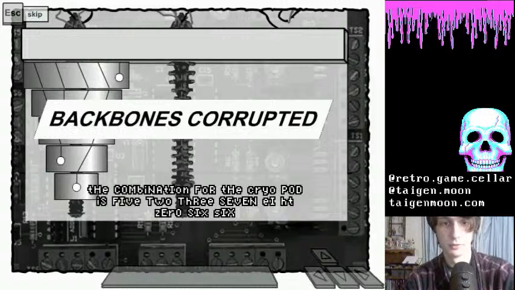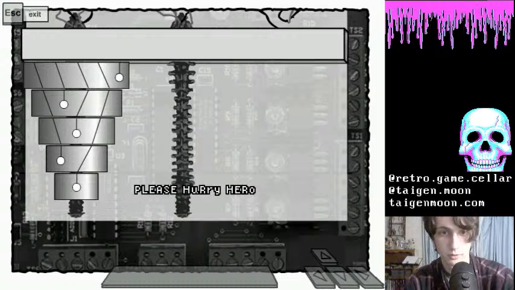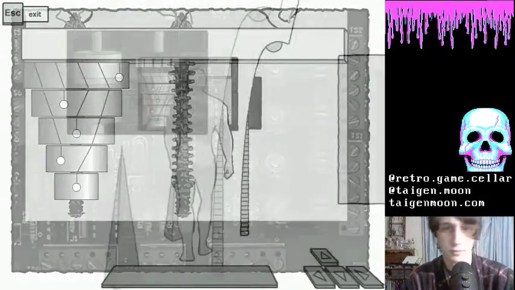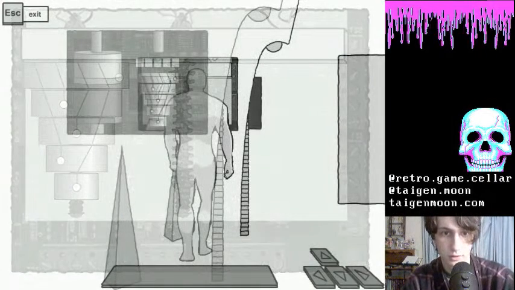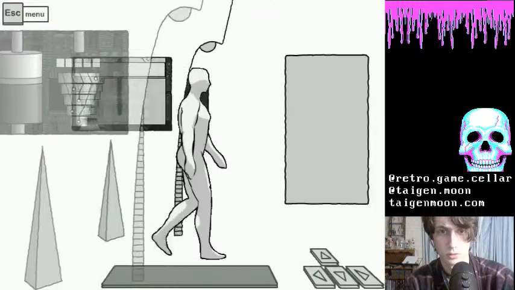Backbone's corrupted. Place clean backbone. How do I get a clean backbone from the cryopod? Go back to the left middle screen and see that. Okay.